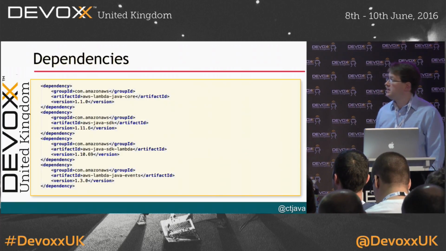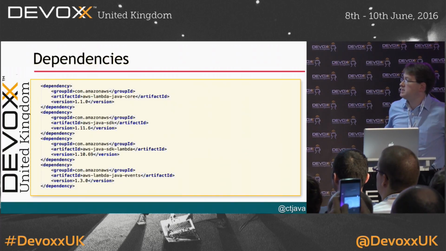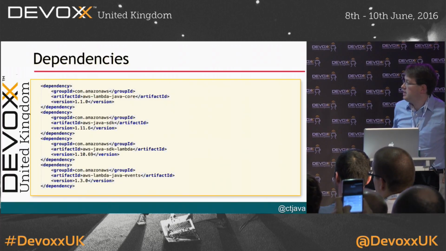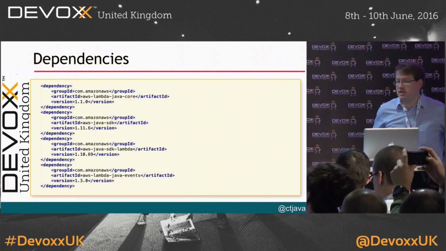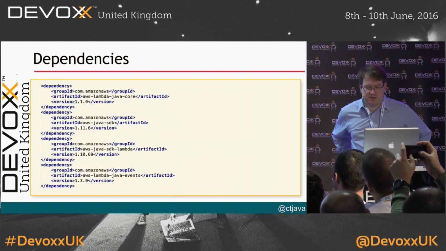And then the Maven dependencies. These are the dependencies needed to get the examples that I have up and running. So we've got the Lambda core and the SDK. And then I've got the Lambda events down there for pulling in things like SNS events, so I can receive events from the Simple Notification Service.